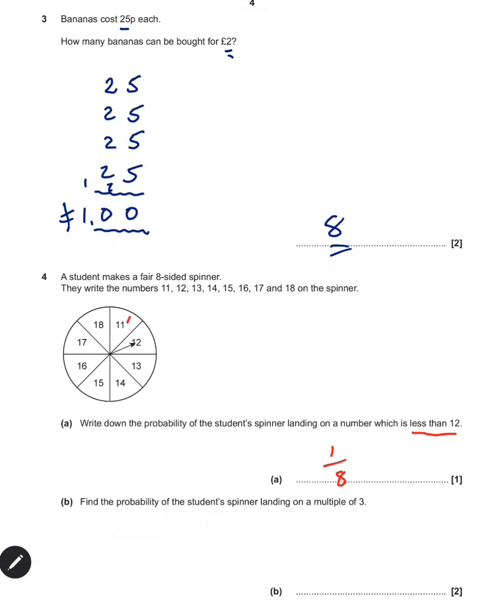It then says, find the probability of landing on a multiple of 3. Your multiples of 3 are your 3 times table. So 3, 6, 9, 12, 15, 18. And we're just going to find those here. There's 1, there's 1, and there's 1. They're your multiples of 3. There is only 3 of them out of 8 again.